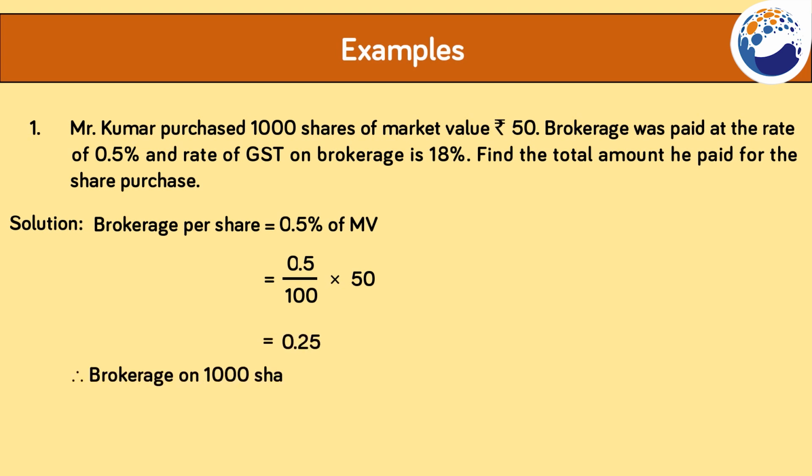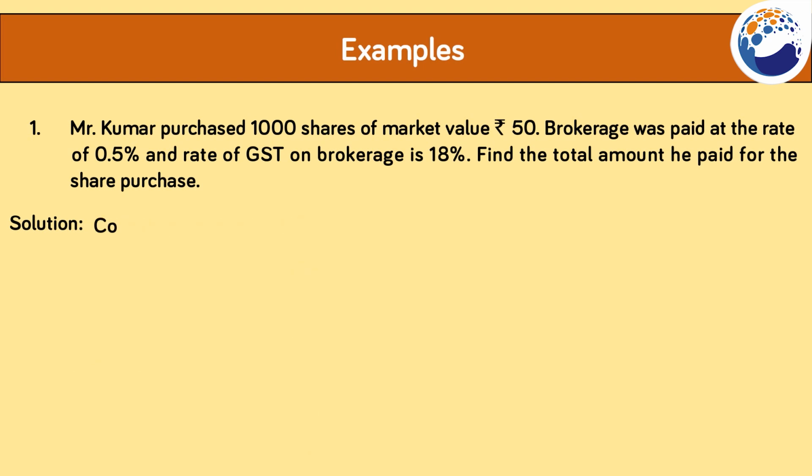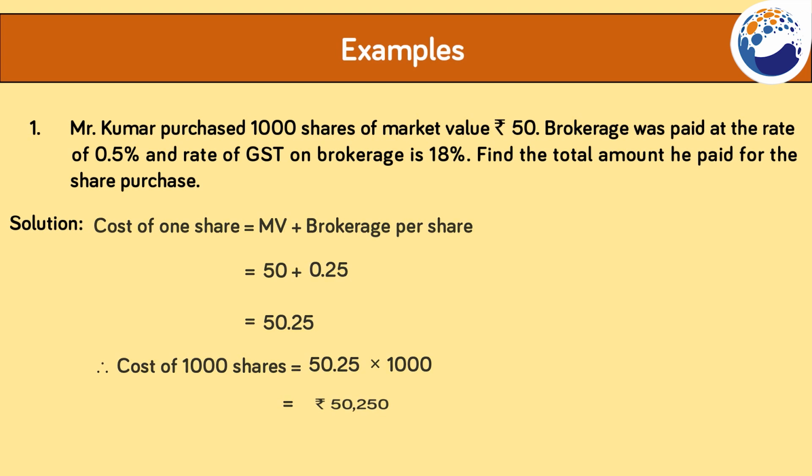Brokerage on 1000 shares is equal to brokerage per share into number of shares purchased, which is 0.25 into 1000 is equal to rupees 250. The cost of one share is equal to market value plus brokerage per share is equal to 50 plus 0.25 is equal to 50.25. Therefore, cost of 1000 shares is equal to 50.25 into 1000 is equal to rupees 50,250.